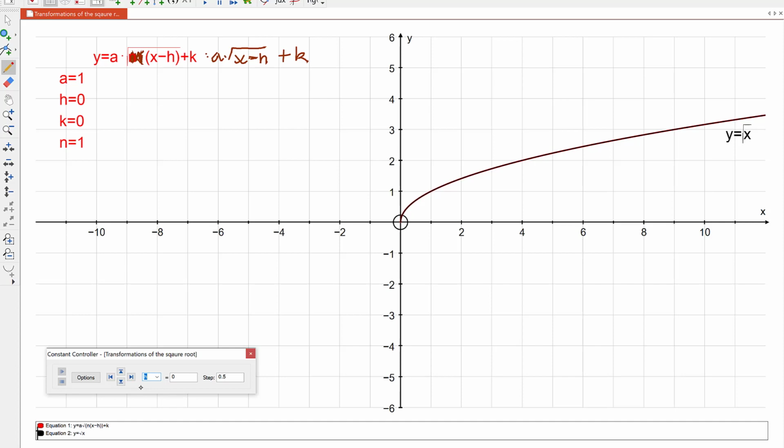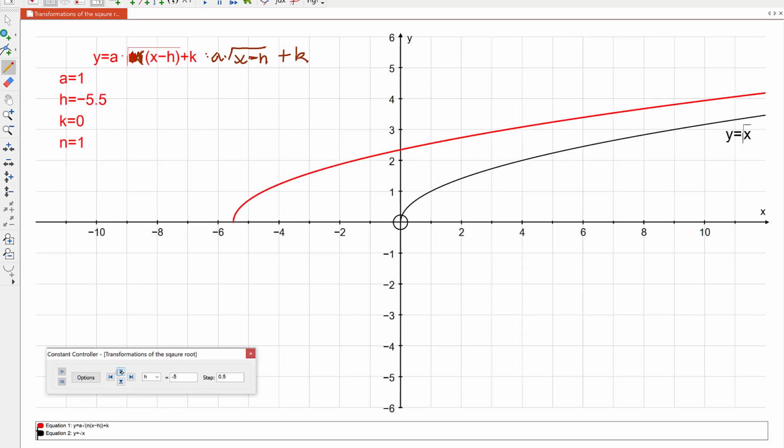Alright, H. Now we know H works a little backwards to what we're expecting, so we've got it written in the equation as x minus H. So I know if I make H 1, here it is, 1, so I've now got the square root of x minus 1, and my graph has gone to the right by 1. Square root of x minus 2, my graph's gone to the right by 2. Square root of x minus 4, my graph's gone to the right by 4. Square root of x plus 2, and my graph has now gone to the left by 2. Square root of x plus 5, and my graph has gone to the left by 5.